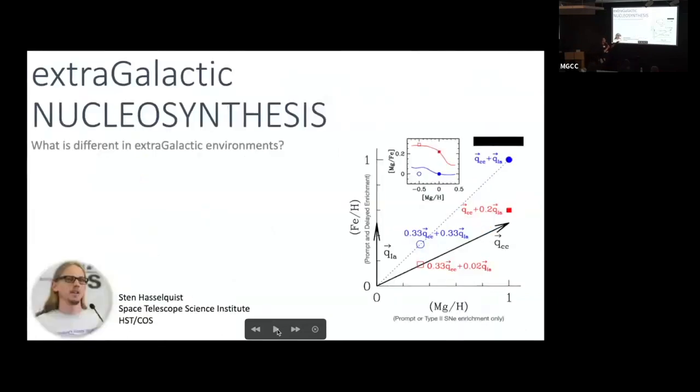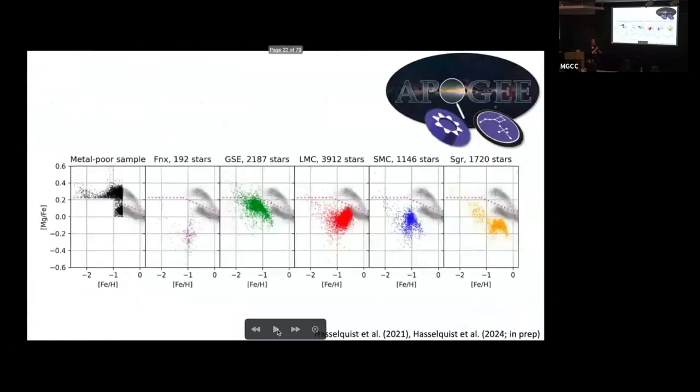So what Sten did is Sten took this work and decided, let's push our Milky Way modeling to lower metallicities so we can use as much of the dwarf galaxy sample as possible. So he worked really hard on this metal-poor sample. In APOGEE, because of various reasons, the metal-poor sample is very sparse. So this is actually really hard work. But that lets you use the entire span of the stars that were observed in APOGEE, and we're talking thousands of stars in the larger objects and about 200 stars in Fornax.